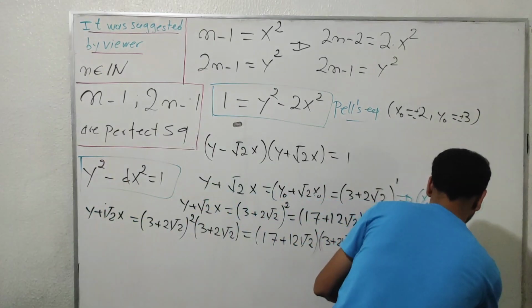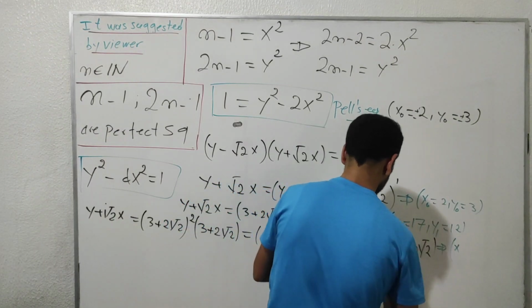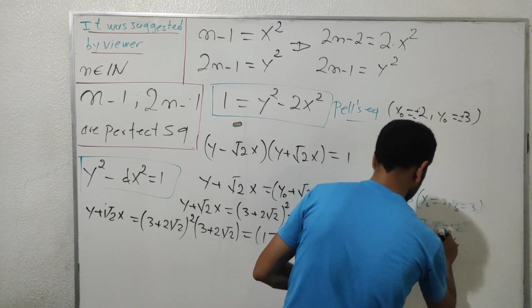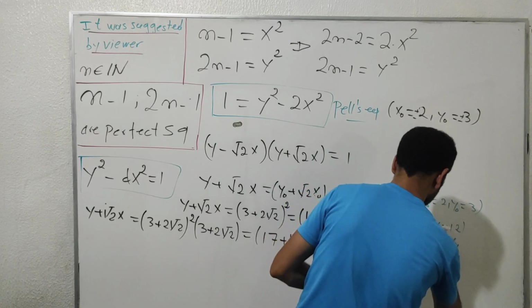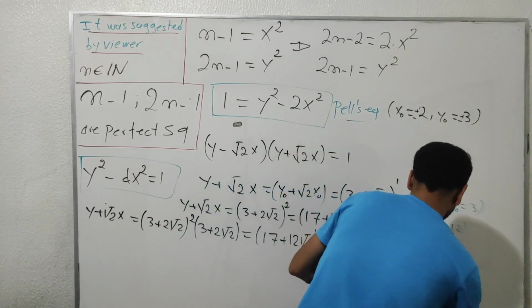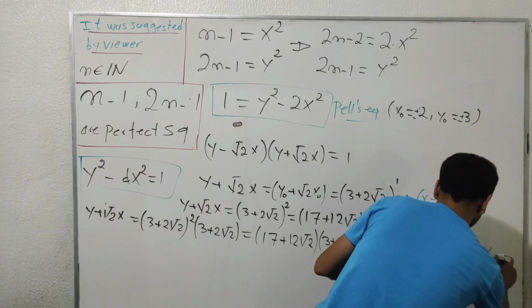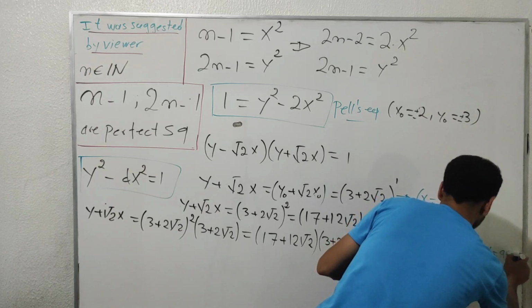This is y1, this is x1. Okay, the same thing here. This is x1, and for x3 you get 70 here, and y3 equals 99.